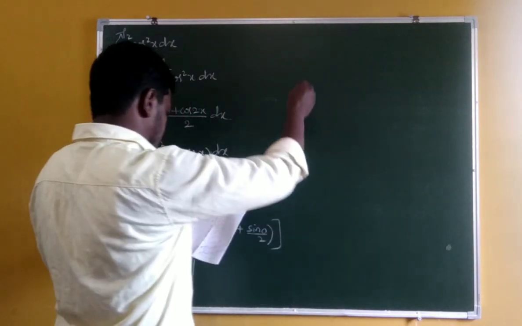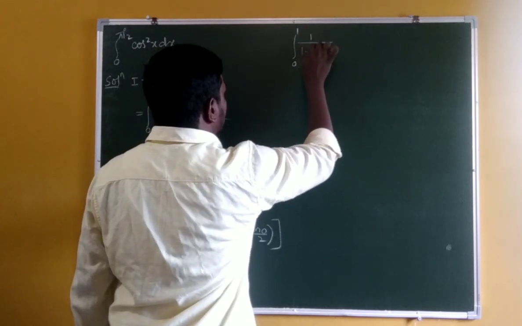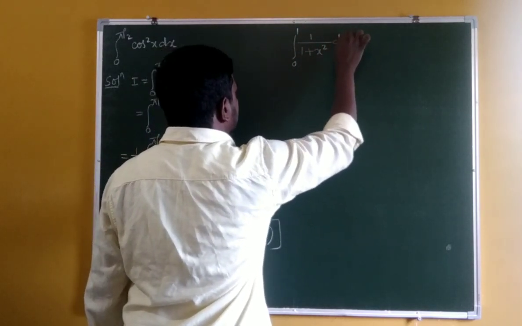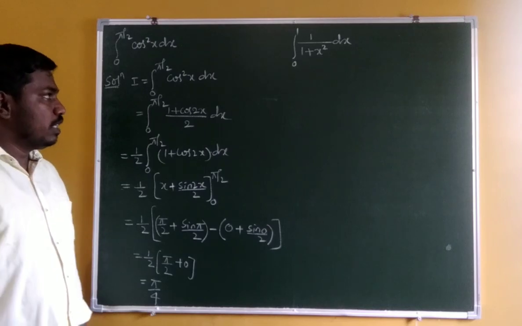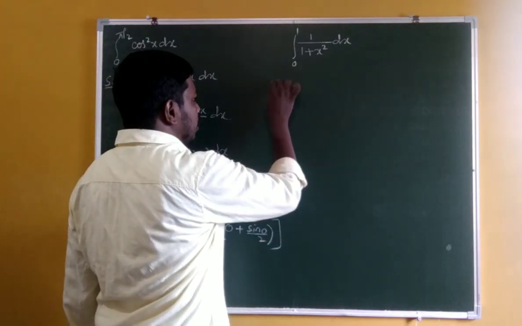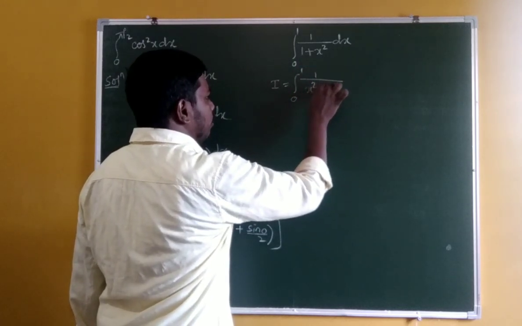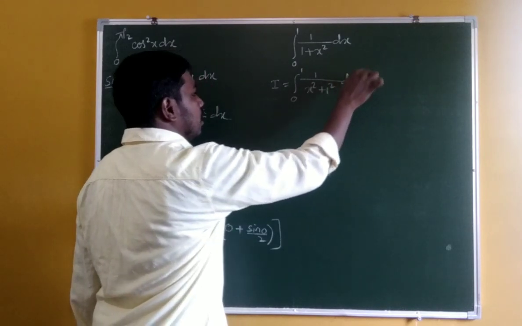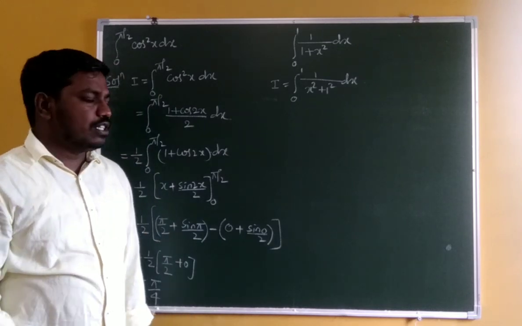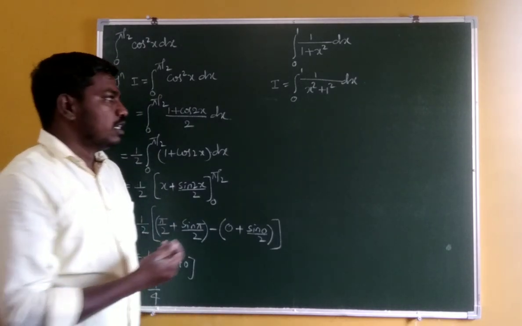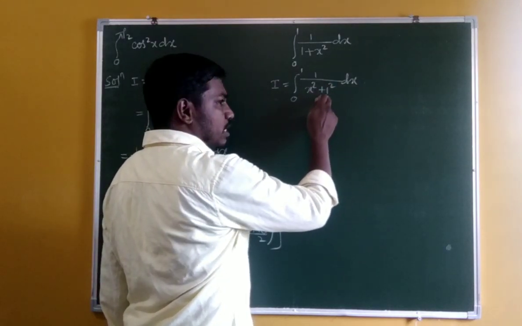Next one: integration from 0 to 1 of 1 over 1 plus x square into dx. Now it is in the standard form. Solution. I is equal to integration from 0 to 1 of 1 over x square plus 1 square into dx. We must observe the integrand carefully. The integration of 1 over x square plus a square is 1 over a into tan inverse x by a. Here a is 1, so this is 1 over 1 into tan inverse x by 1.